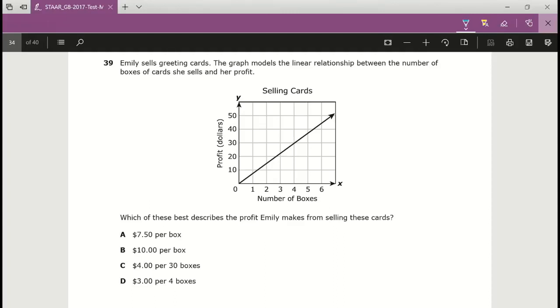Alright, question number 39 is a question that is kind of about graphs, and again, like how much we can have per box. So the first thing I would do is look at our answer choices. So remember, per means 1. So it's $7.50 per 1 box. Here, $10 per 1 box. Here, $4 per 30 boxes, so that's a little different. And here is $3 per 4 boxes, which again is a little different. So we want to find which of these answer choices match the graph.